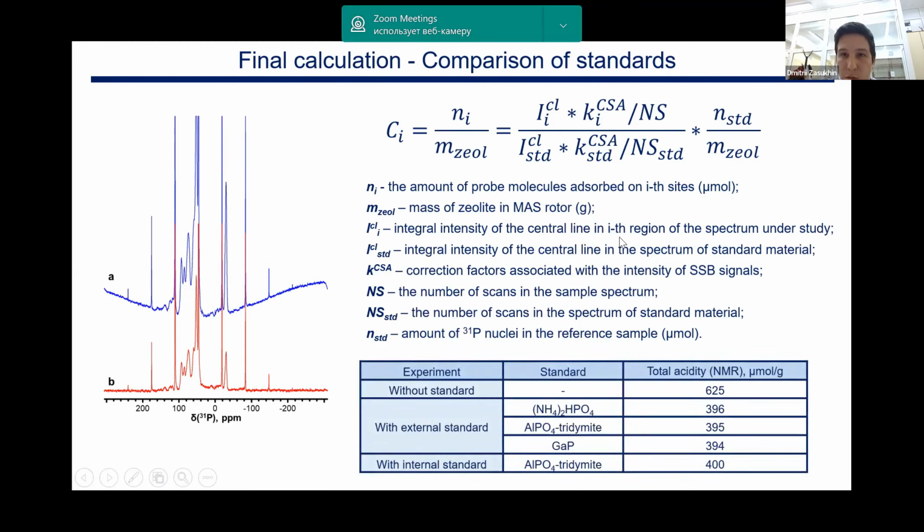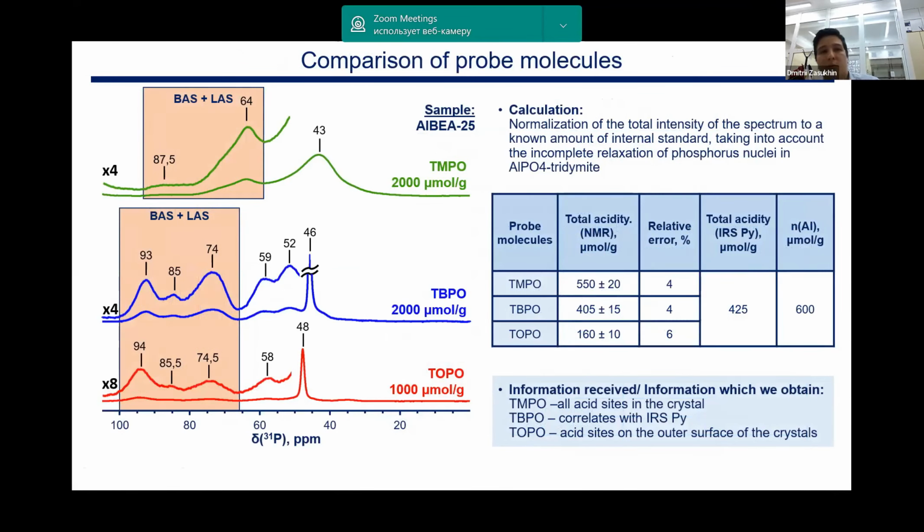Then we try to calculate the total acidity of one sample using different standards. And we can see that the result obtained with different standards, internal alpha-tridimate and different external standards, is nearly the same. Using this calculation method allows us to recalculate the result obtained earlier. So we observe a decrease in the relative error.